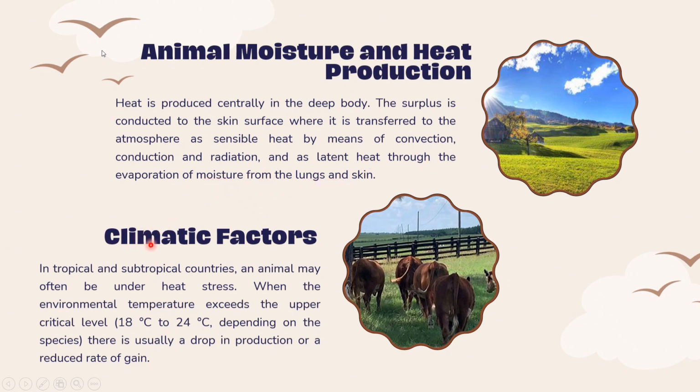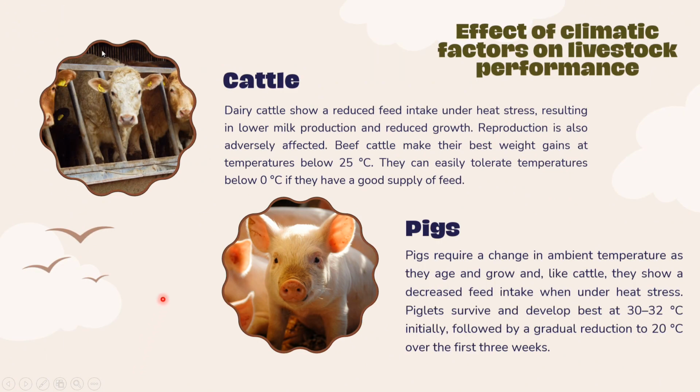Climatic factors. In tropical and subtropical countries, an animal may often be under heat stress. When the environmental temperature exceeds the upper critical level, 18 degrees Celsius to 24 degrees Celsius, depending on the species, there is usually a drop in production or a reduced rate of gain. Effect of climatic factors on livestock performance.